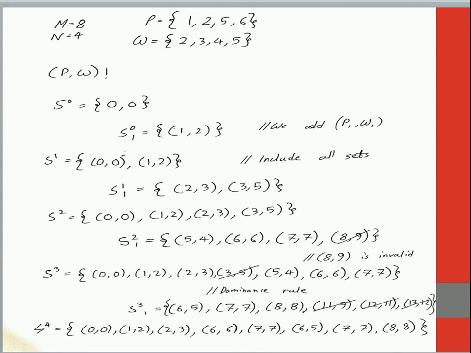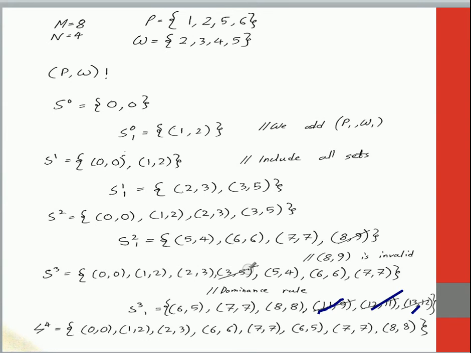So by adding 6 and 5, let me bring out my pen, we get 6, 5, 7, 7, 8, 8, 11, 9 invalid, 12, 11 invalid, 13, 12 invalid, and that's all. And we got an invalid one over here.